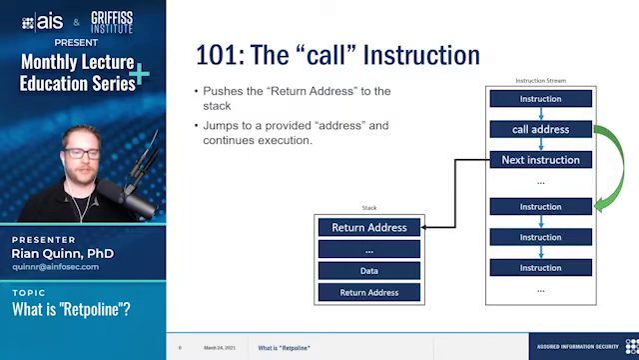Another type of instruction I'd like to talk about is the call instruction. Like the jump instruction, the call instruction will jump to some location in memory and continue execution from there. But in addition, before it does that jump, it will push the location of the next instruction onto something we call the stack.